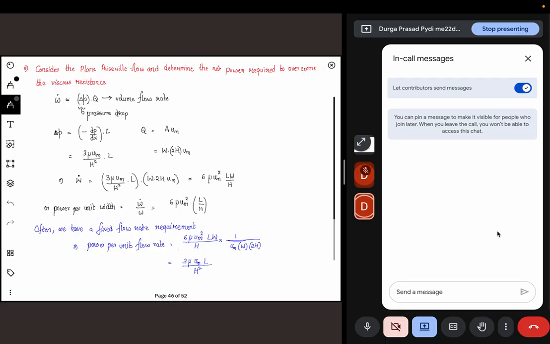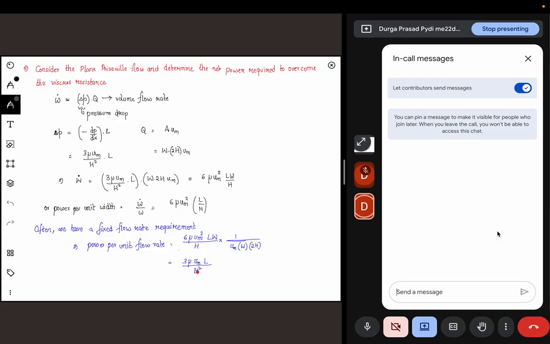Obviously, this is not a more interesting quantity. The more interesting quantity is this: usually we have a specified flow rate that is fixed, so it is interesting to see what the power per unit flow rate is. So then you end up with this thing. You can see that this quantity is more dependent on H than this one.